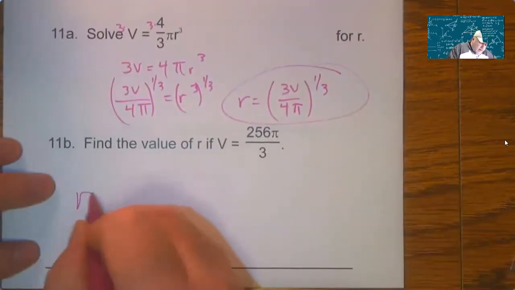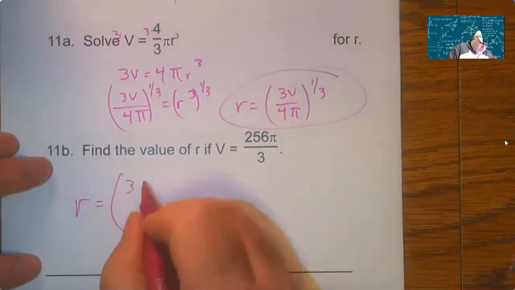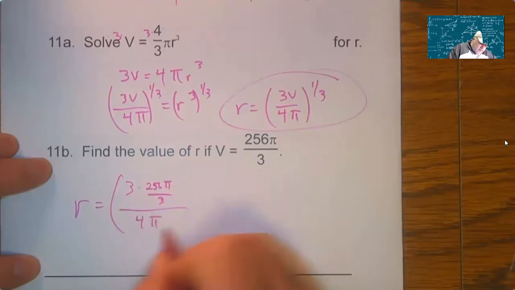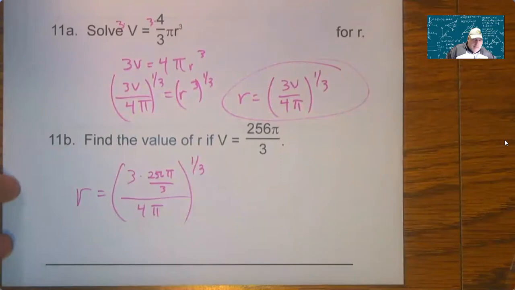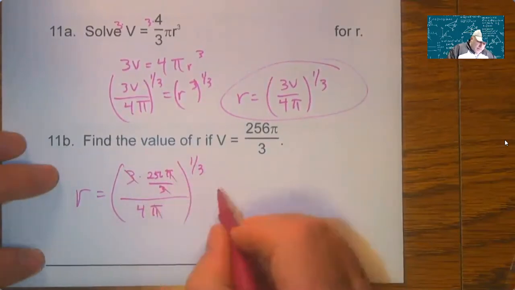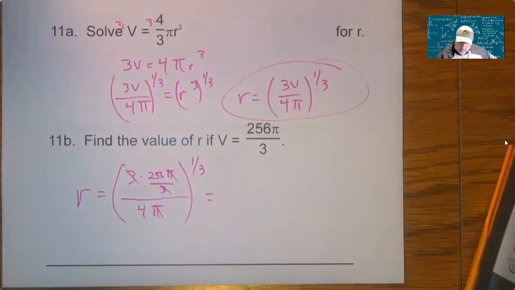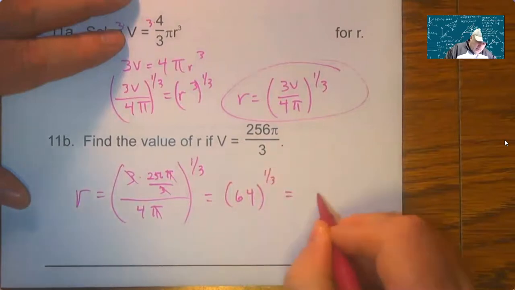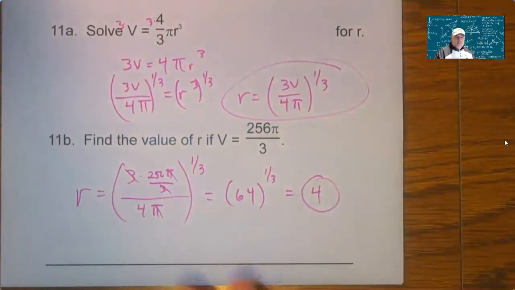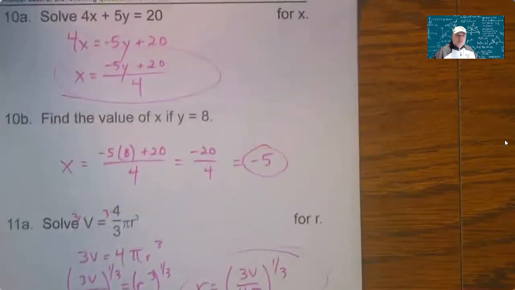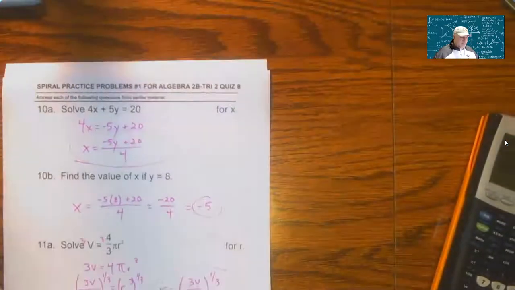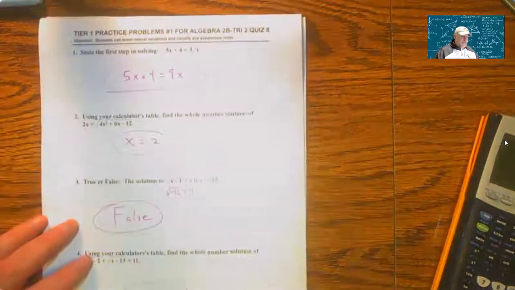Find the value of r if v is that. So you should be able to simplify this down into something nice before you raise it to the 1/3 power. So the pi's will drop. 256 over 4 is 64. So this is like doing 64 to the 1/3, which is 4. So blast from the past there. Hopefully, again, meant to be pretty simple for the spiral. All right, so that's practice quiz 1 for quiz 8.